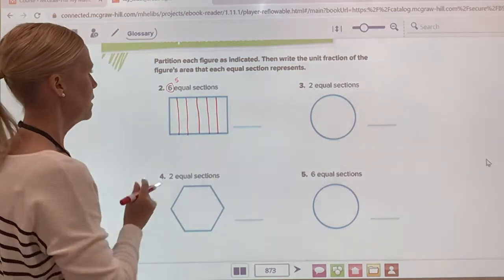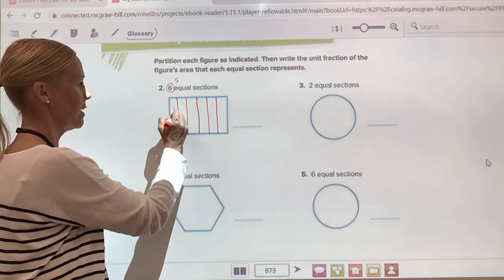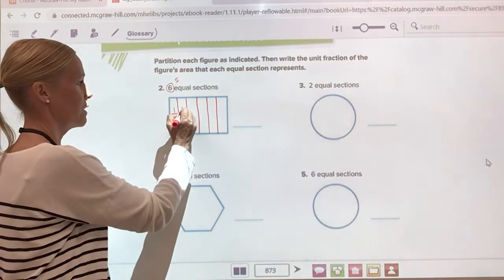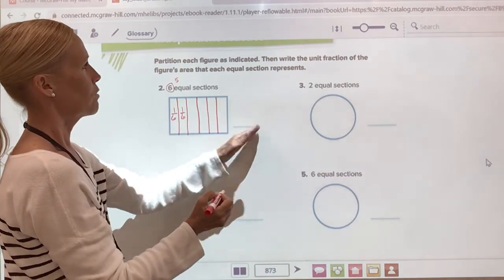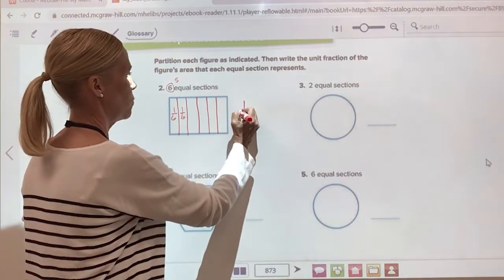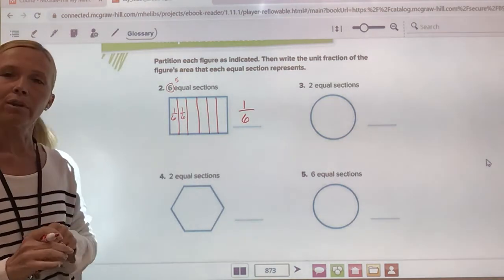I know it's not perfect. And now I know that each section, this is 1 section out of 6 total sections, 1/6, 1/6. So then on the line, all you have to do is write the unit fraction for it, which is 1/6. So that's how you're going to work through those.